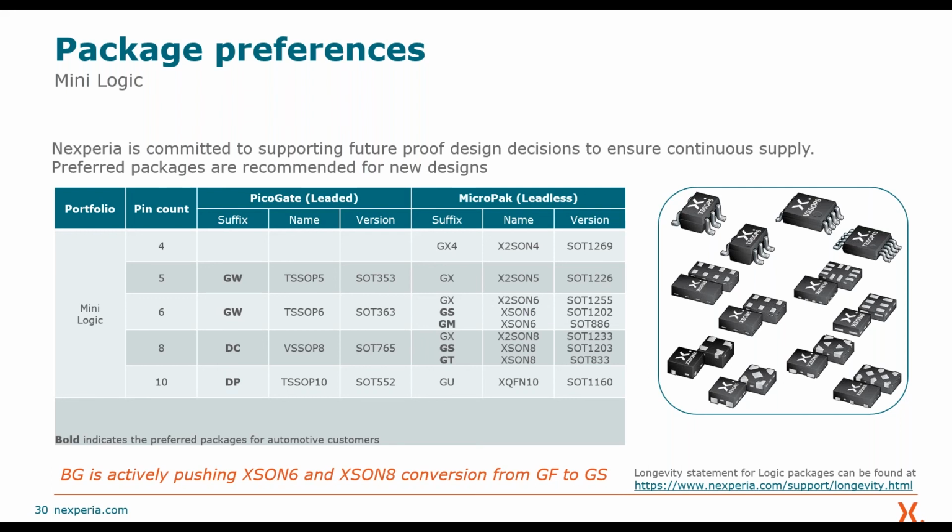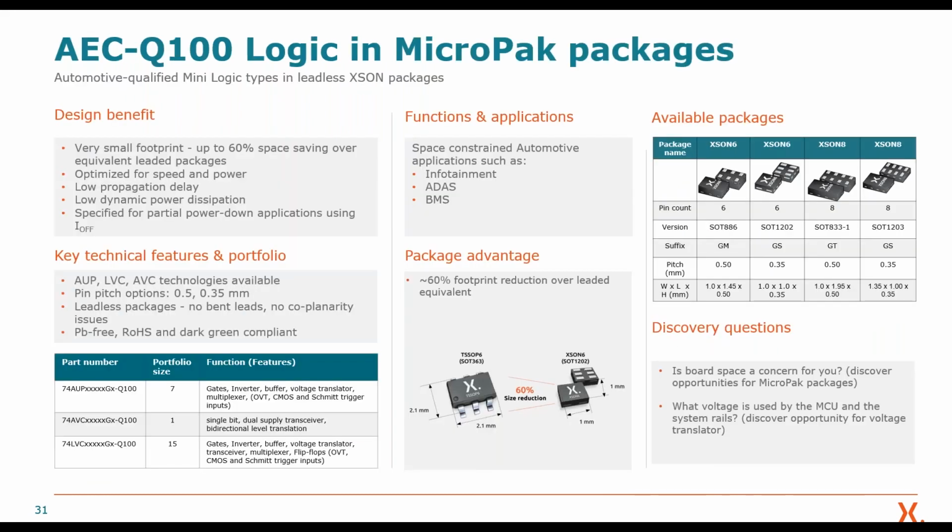Similarly, the GM package, GS package, and GT package in MicroPak are automotive qualified. Can we go to the next slide, please? In these four MicroPak packages, as you can see, they are in 6 pin and 8 pin count, and they are available in different pitch options also, 0.5 mm and 0.3 mm.